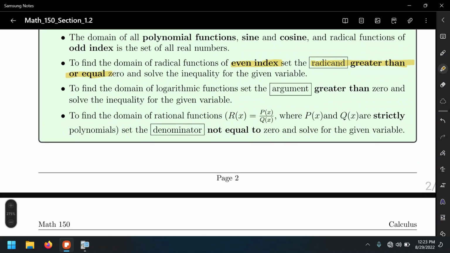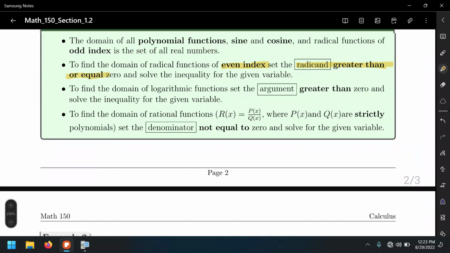And whenever we have a logarithmic function, it's going to be similar to radical functions. In this case, we are going to set up the argument. The argument is the expression inside of the logarithmic function. And in this case, we set it only greater than, not greater than or equal like the radical. And the reason why we set it only greater than and not equal to 0 is because can we evaluate the logarithm of 0? What is that? Isn't that just undefined?